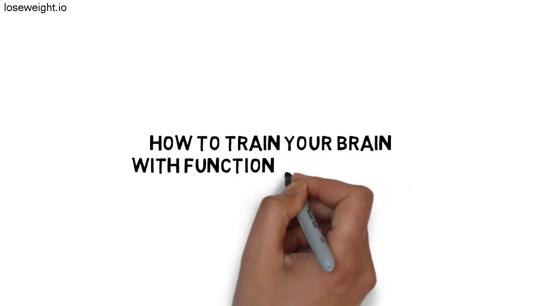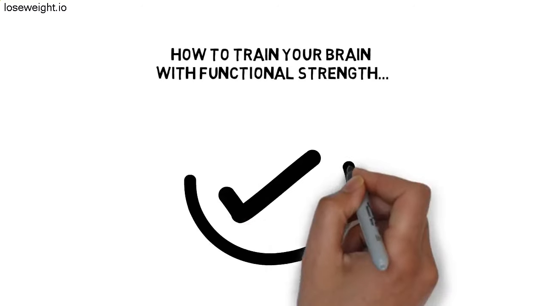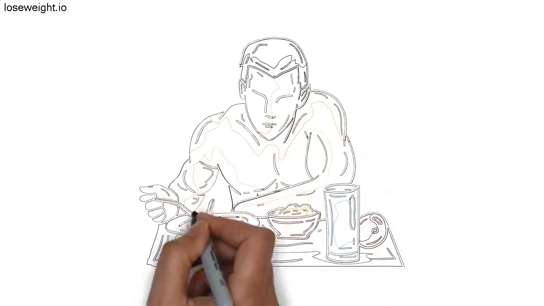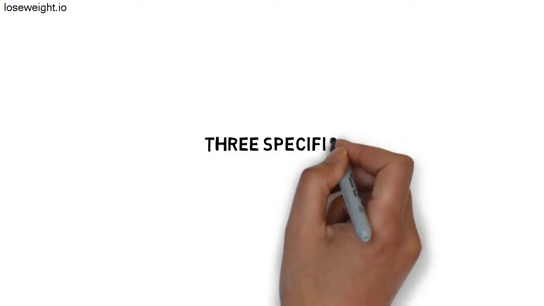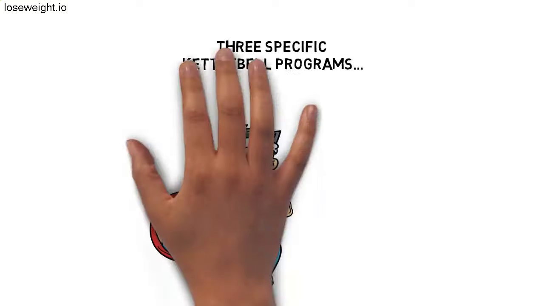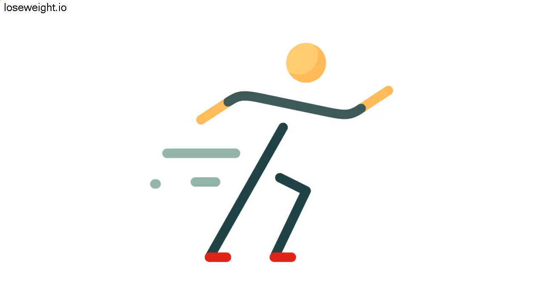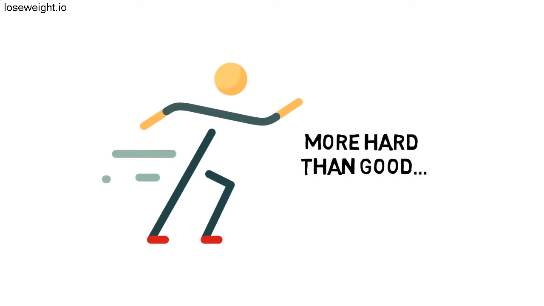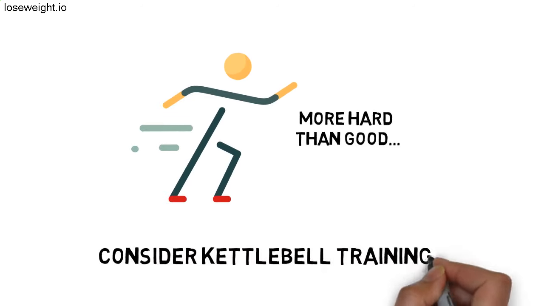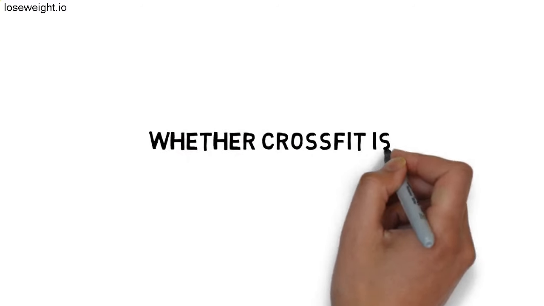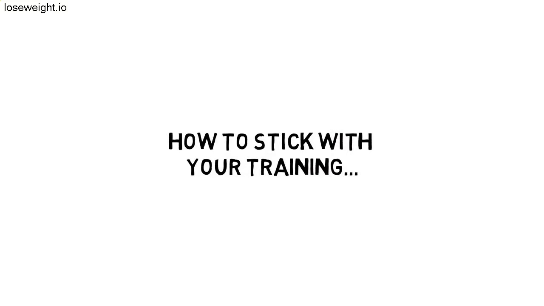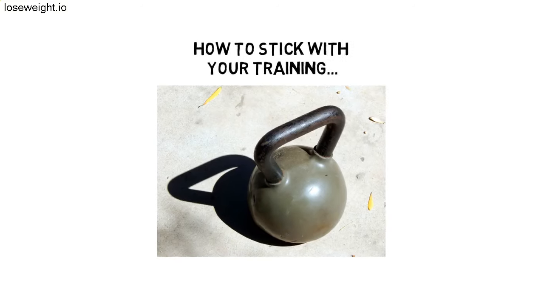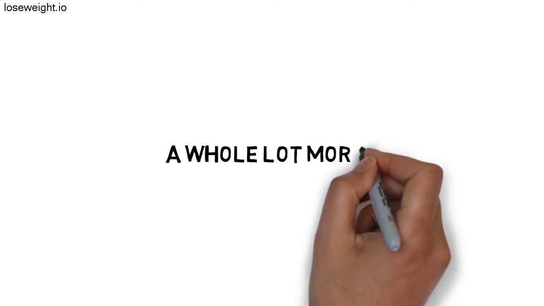How to train your brain with functional strength. Yes, seriously, it works for everything. What you should be eating while you're training with kettlebells to get the best results possible. 3 specific kettlebell programs, one for weight loss, one for strength building, and an all-round performance and fitness building program. Why traditional aerobic and other common exercises like running may be causing more harm than good, and why you need to closely consider kettlebell training. Whether CrossFit is actually good for you. How to stick with your training even if you hate working out. Kettlebells make it easy for anyone to transform their bodies quickly. Plus, a whole lot more.